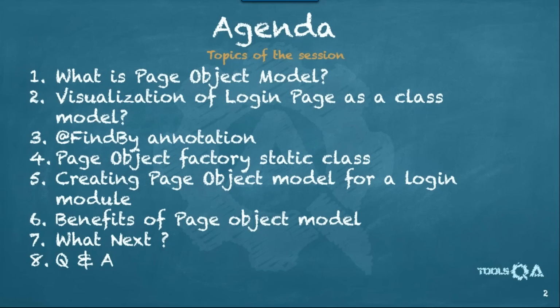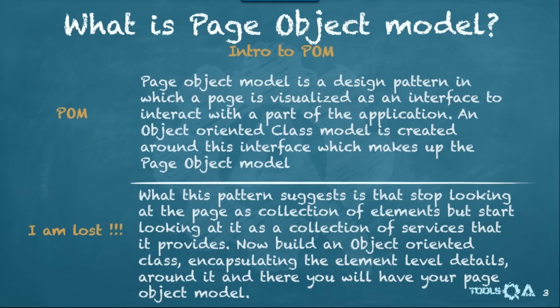The first item is what is page object model? Before we start into the depth of the topic, we have to define page object model. There are a couple of definitions across the web. You can just find one definition and you would get what page object model is. But if you want to understand it in the true sense, you have to start visualizing a page as a module which is not a collection of web elements, but a module which helps you interact with the application.